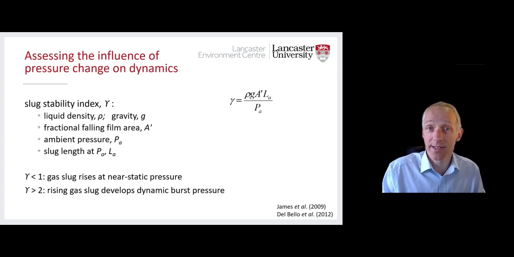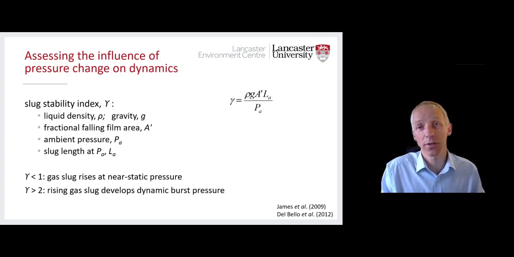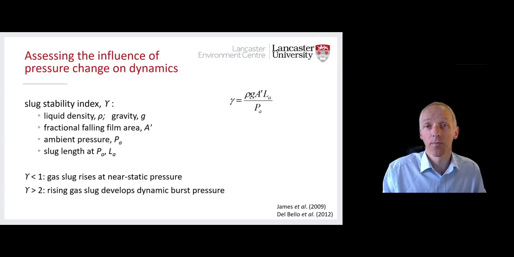So one thing to note here is that to calculate gamma for our prototype system at Stromboli, we can estimate A prime. We know the atmospheric pressure, and we know g, and we can measure the magma density, but we would have to estimate the expected slug length at atmospheric pressure, i.e. we'd need to estimate the mass of gas in the slug.